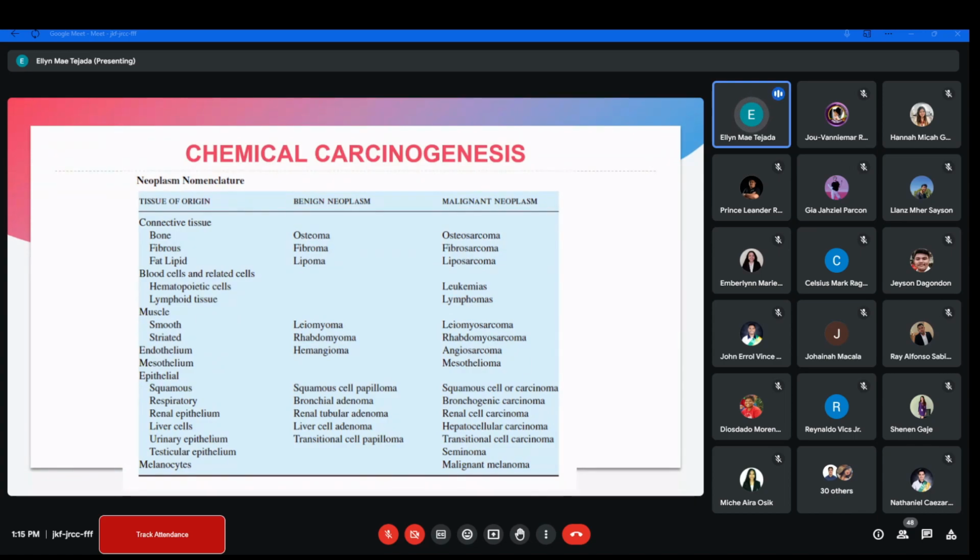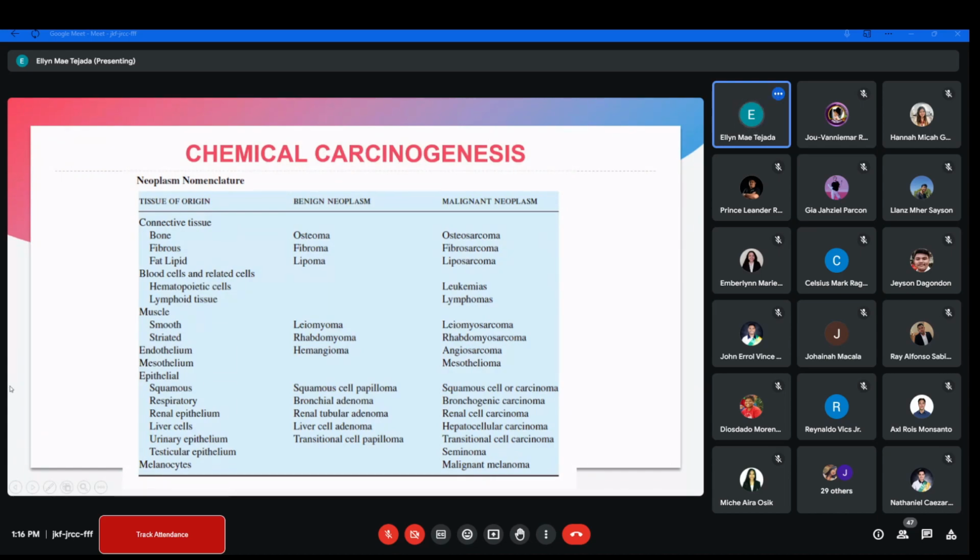Compared to your benign, it is not categorized under sarcoma or carcinoma. In order for you to distinguish if it is benign, it only ends with the suffix OMA. So your malignant neoplasm is categorized into two. From epithelial origin, these are called carcinomas. However, those that are derived from mesenchymal origin come from your connective tissues, blood cells, and muscle.